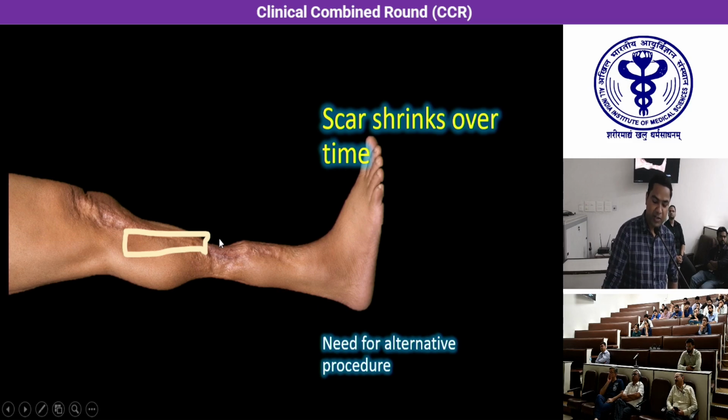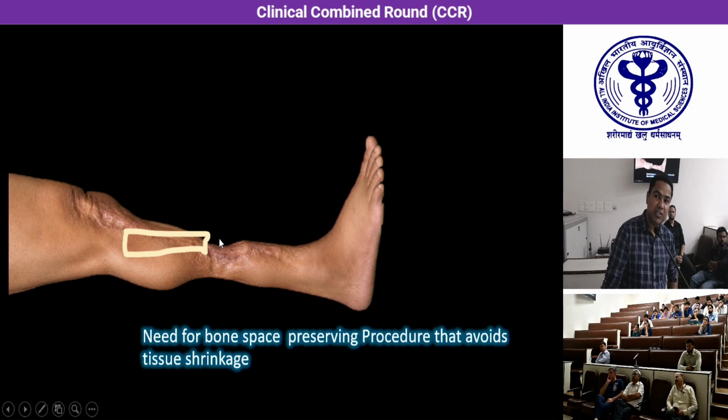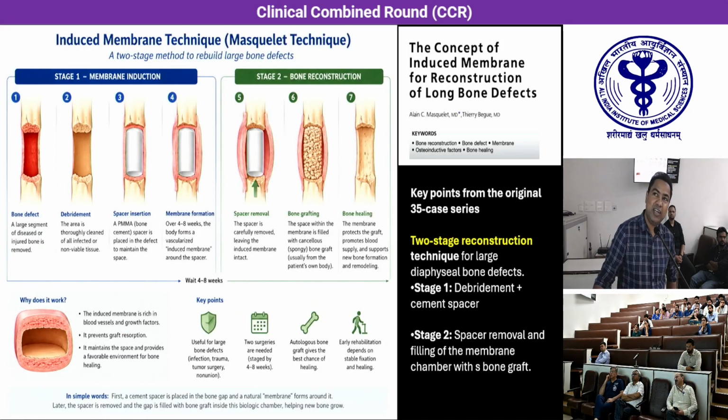So we need an alternative procedure in which the soft tissue envelope of the contracted part can be preserved. For that, again in literature, there is an evidence-based procedure called the induced membrane technique, which was devised by Masquelet and his colleagues.